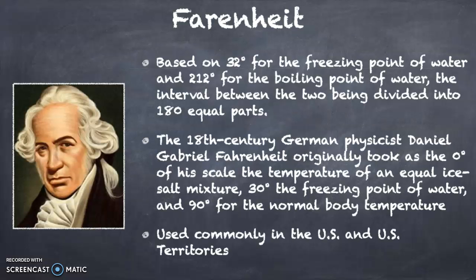The unit Fahrenheit was invented by German physicist Daniel Gabriel Fahrenheit. It is based off of 32 degrees for the freezing point of water and 212 degrees for the boiling point of water. The interval between these two is 180 parts, and it is commonly used in the United States and other U.S. territories.